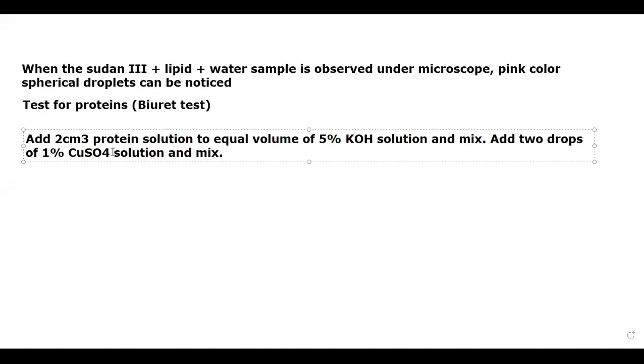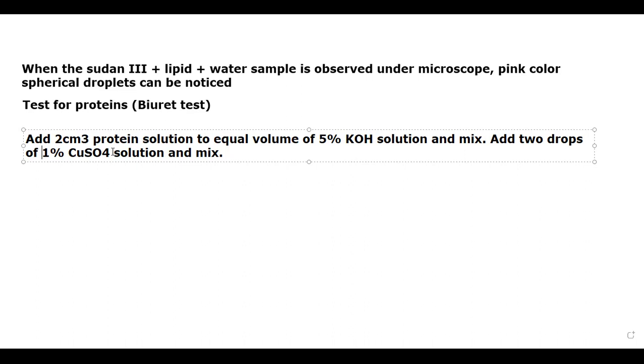Add 2 cubic centimeters of protein solution to an equal volume of 5% potassium hydroxide. 5% potassium hydroxide means take 5 gram potassium hydroxide, dissolve in 100 gram water. Remember, now you have to do that proportionally. Now you need little potassium hydroxide, correct? 2 cubic centimeter, 2 milliliter. 2 milliliter means 2 gram like.